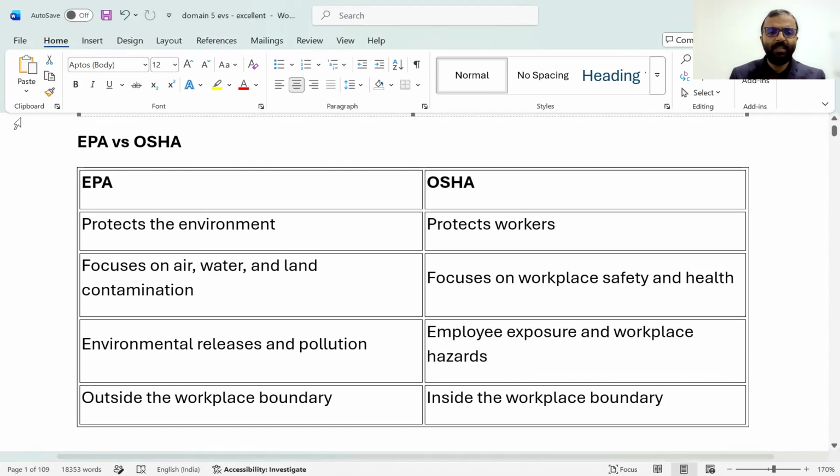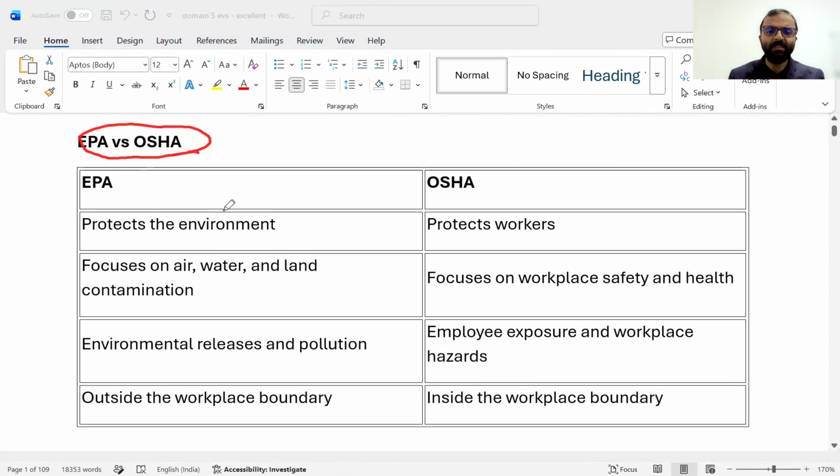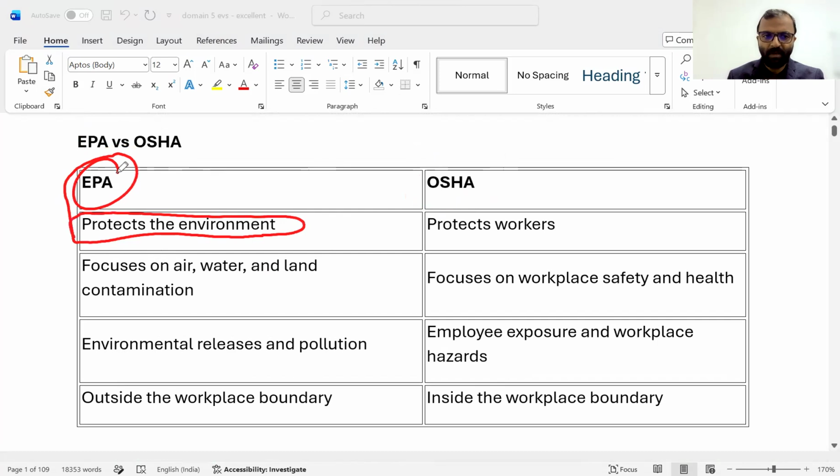Now, the questions coming are EPA versus OSHA. They will give you certain responsibilities and check your understanding: is this job for OSHA or is this job for EPA? See, the EPA's job is to protect the environment. Environmental protection comes under EPA, the Environmental Protection Agency. OSHA is protecting workers. Very simple.